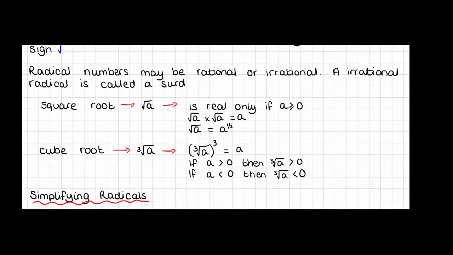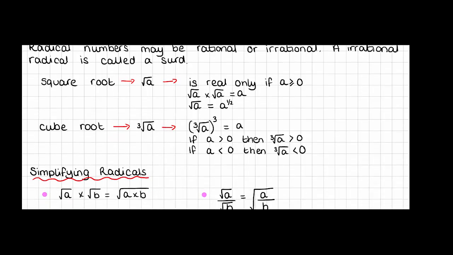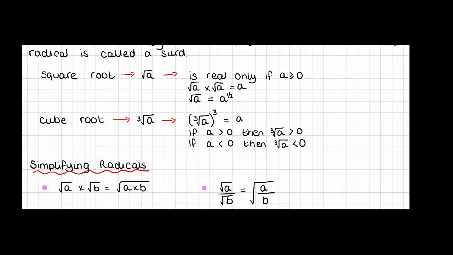Then we have two rules that will help us simplify. So if we have the square root of a times the square root of b, that will equal the square root of a times b. And if we have the square root of a divided by the square root of b, that will equal the square root of a over b. These two formulas will just help when simplifying terms, as you'll see with this example.